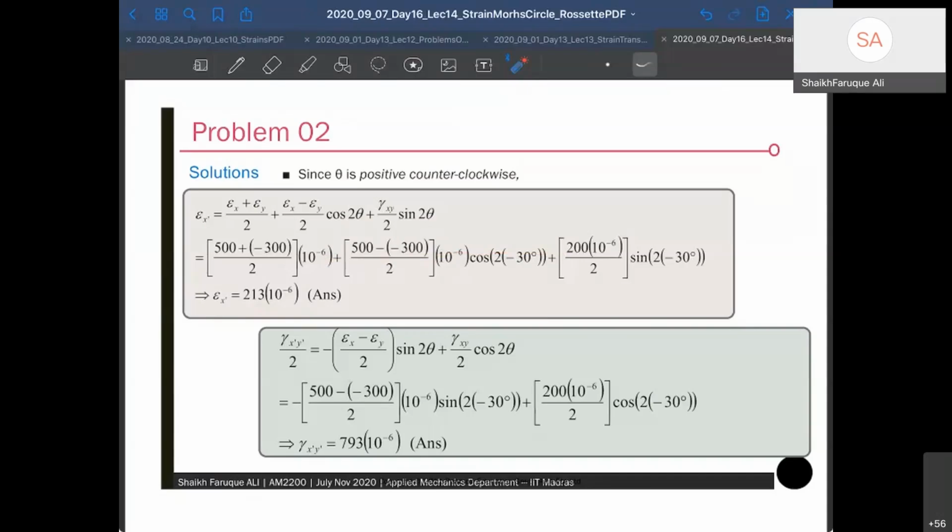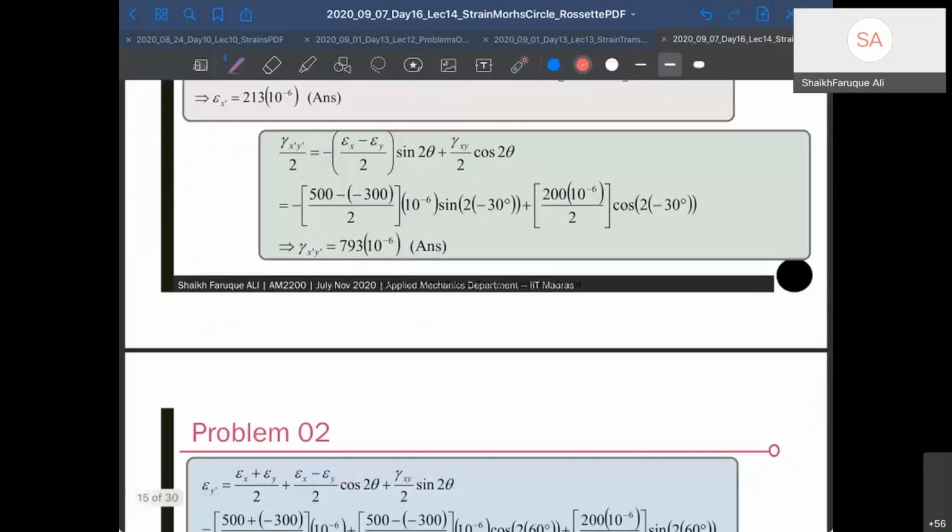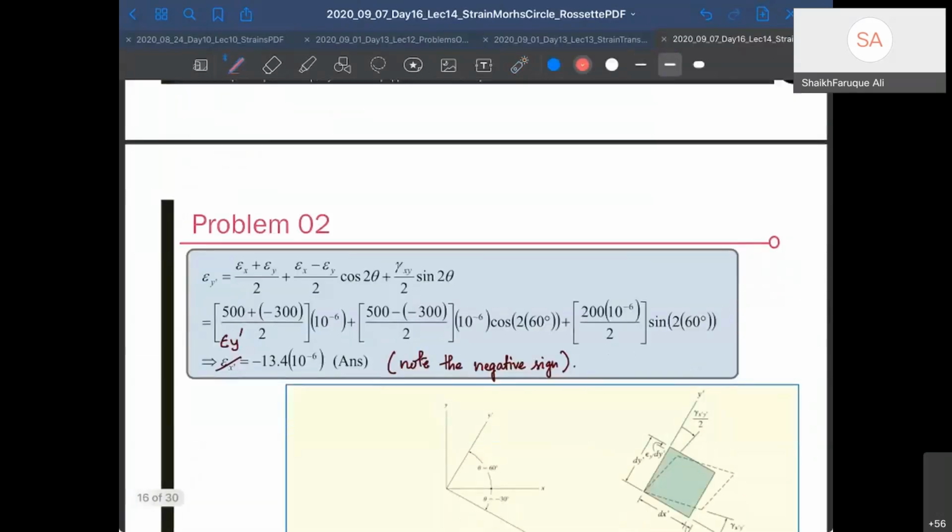And similarly, gamma x dash y dash, how are you going to do it? You just put the values back here again. You get 793 times 10 to the minus 6 as gamma x dash y dash. But we still need to find epsilon y dash, right? How are you going to find epsilon y dash? This is how you find epsilon y dash.